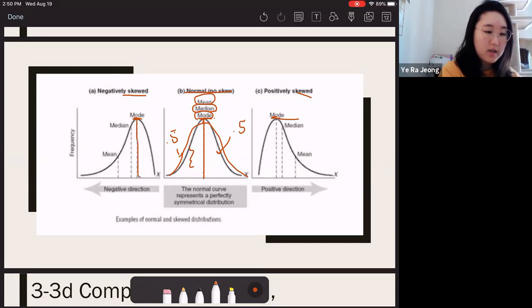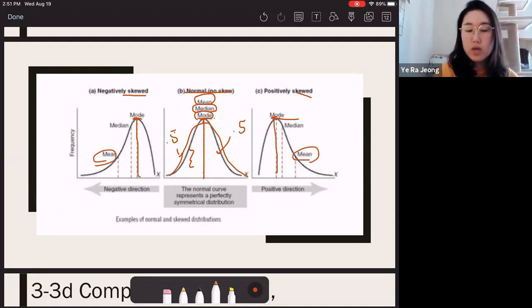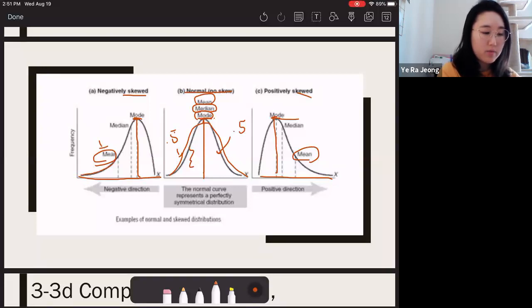On the other hand, mean is always towards the tail, whether it's negatively or positively skewed, because remember, when you're calculating the mean, you add up all these scores, sum of x. So all of these scores are included in calculating the mean. All the scores that are not so frequently occurring, but still exist, drag the mean towards them. The mean gets dragged towards the tail. So in a skewed distribution, mean is always towards the tail.